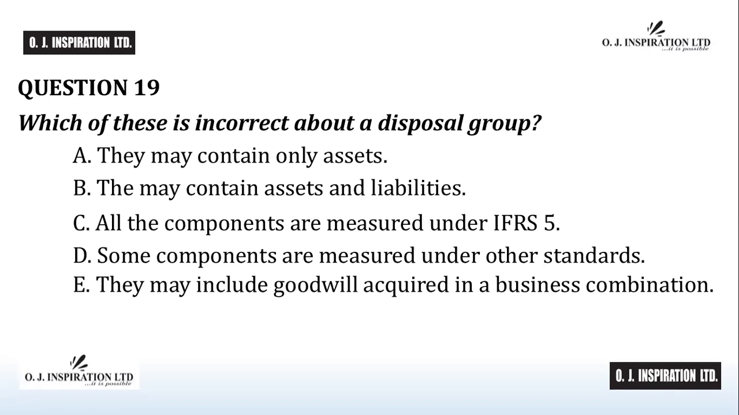Question number 19. The answer to question number 19 is C, all the components are measured under IFRS 5. As subsequent measurements, assets and liabilities in the disposal group are measured in line with applicable IFRSs, where the assets and liabilities are outside of the scope of measurement of IFRS 5. All the components may not be measured under IFRS 5. C is the answer to question number 19.